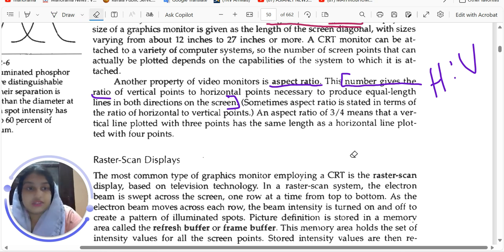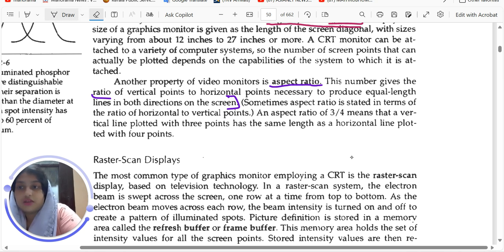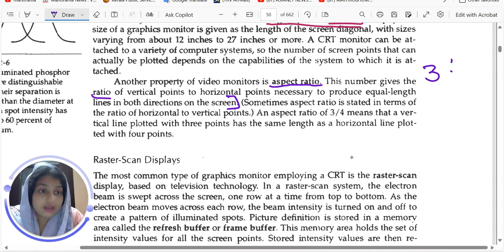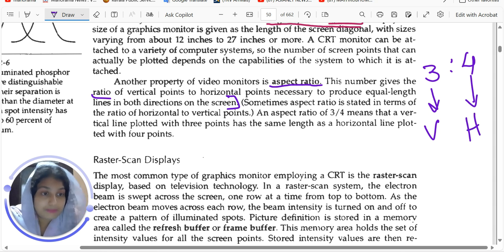Okay, sorry, this is not like this. Now, an aspect ratio of 3/4 means that a vertical line plotted with 3 points has the same length as a horizontal line plotted with 4 points. So 3/4 means 3 vertical points and 4 horizontal points. So horizontal to vertical points.